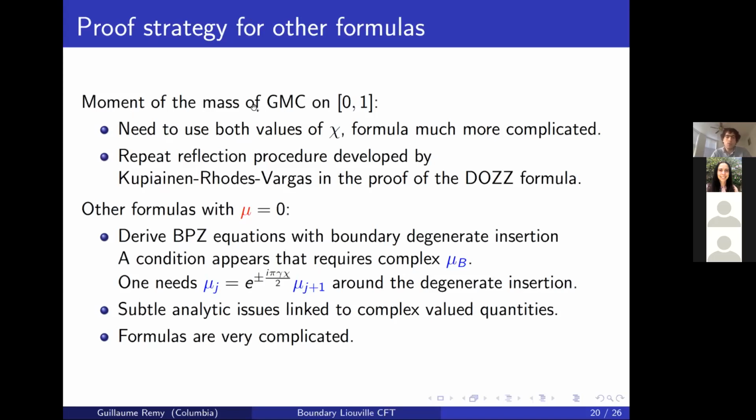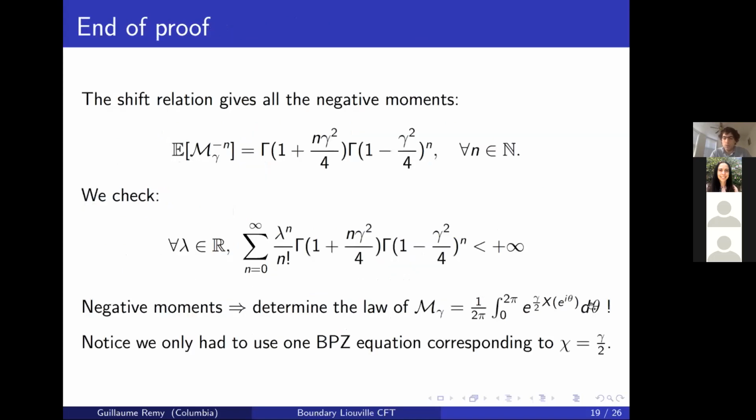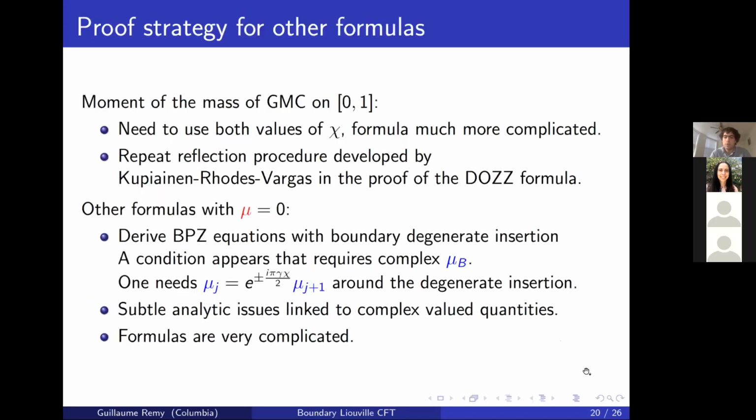So there was this one on the unit interval, and there was this other slide. All the formulas where only the blue constant is present, the red mu is set to 0, you just have boundary GMC. You prove them with the same strategy, but the other cases are much more technical. The formula for the total mass of GMC on (0,1) is more complicated. You need both values of chi. Here we only used one, chi equals gamma over 2. Here you also need to use chi equals 2 over gamma.